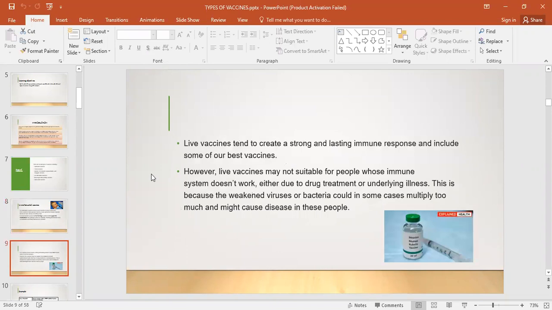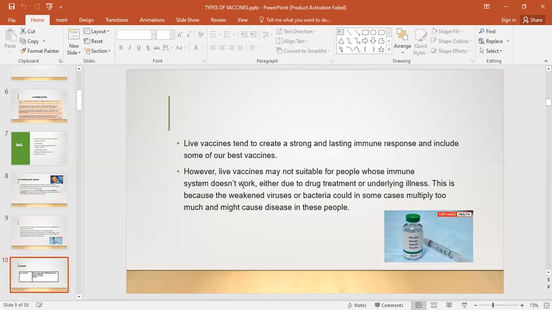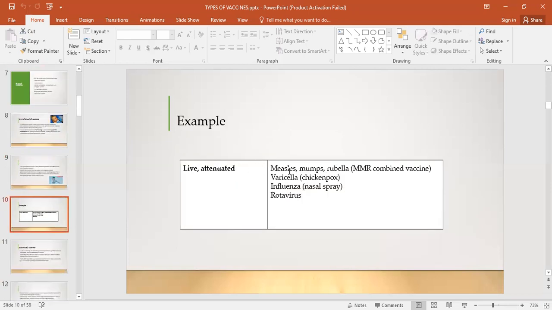Live vaccines tend to create a strong and lasting immune response and include some of our best vaccines. However, live vaccines may not be suitable for people whose immune system doesn't work, either due to drug treatment or underlying illness. This is because the weakened virus or bacteria could, in some cases, multiply too much and might cause disease in these people. Examples of live attenuated vaccines are measles, mumps, rubella, in the form of MMR, varicella, which is a vaccine for chickenpox, influenza in the form of nasal spray, and rotavirus vaccine. These are the examples of live attenuated vaccines.